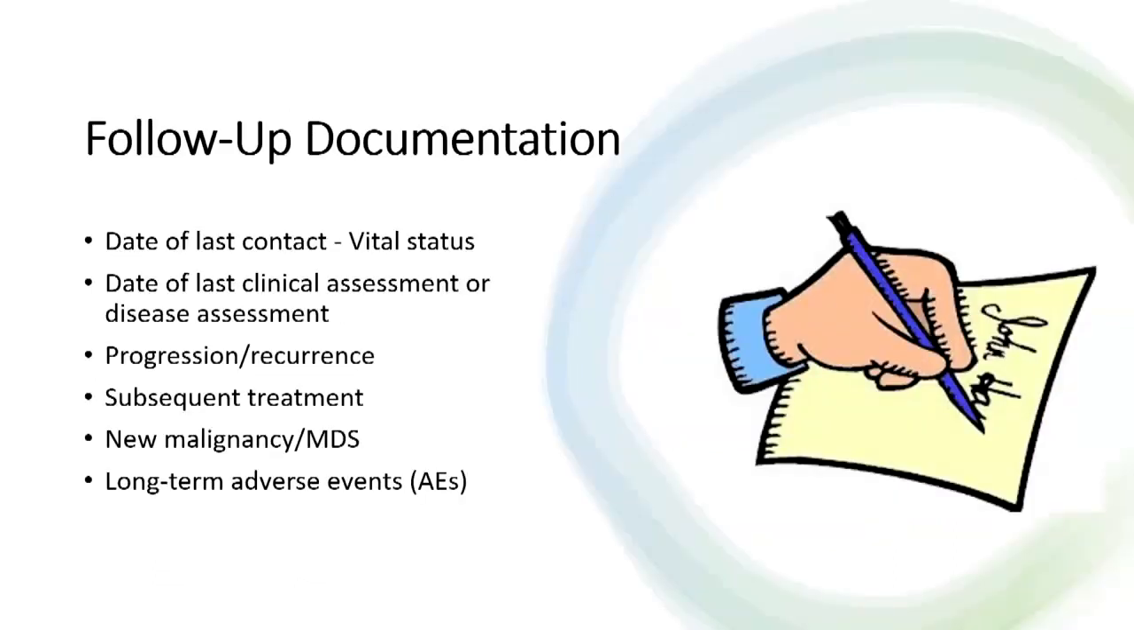Make sure if you do it, you write it down. That becomes critically important. The date of the last contact is important for vital status. The date of their last clinical assessment or disease assessment, if there's any progression, recurrence, subsequent treatment, and especially watch for any reports of new cancers. If there's anything that could be related as an adverse event, those are important things to listen for, watch for, and make sure they get documented.